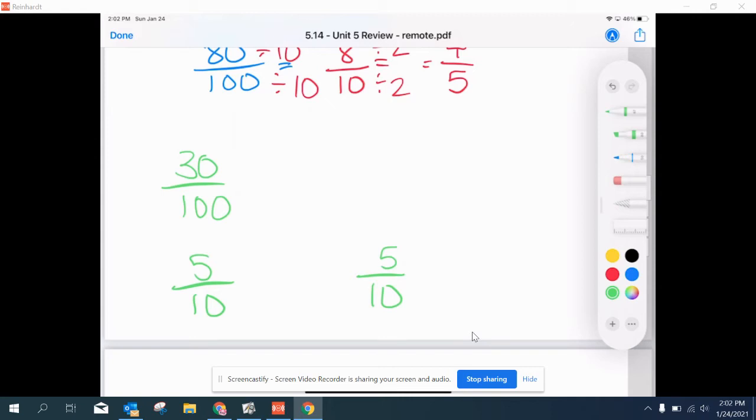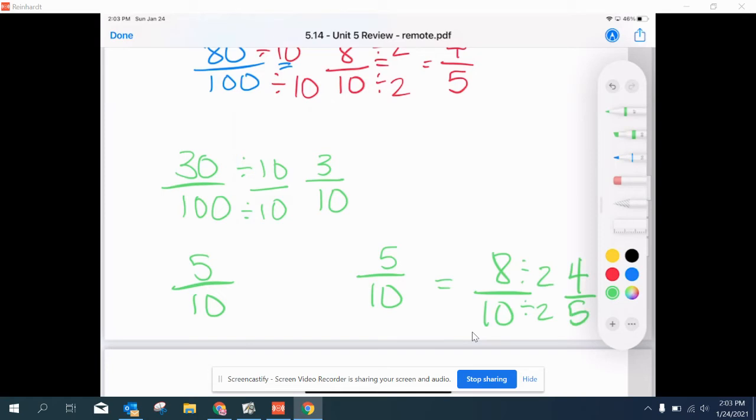I know that 10 can go into each of them because 3 times 10 is 30 and 10 times 10 is 100. So I'm going to divide each by 10. And I get 3 over 10. Can I add 3 tenths and 5 tenths? Absolutely. So when I add 3 plus 5, my numerators, I get 8. My denominator stays the same. 8 over 10 is 8 tenths. Can I simplify it? I can because they're both even. Divide each one by 2, and I get 4 over 5, 4/5.